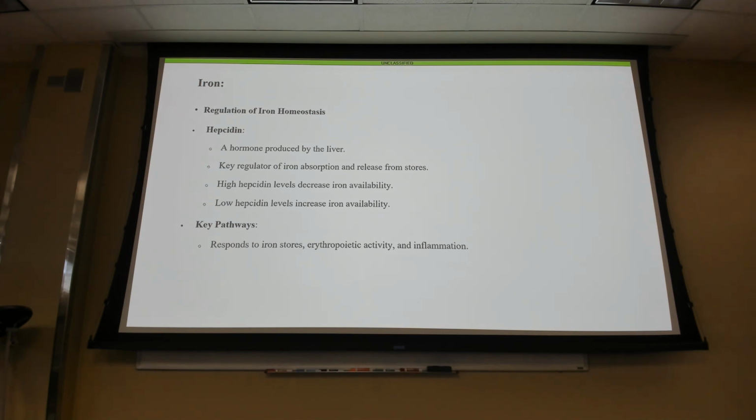Right. Hepcidin, produced by the liver, regulates iron absorption. High levels, it's going to decrease the amount of iron coming into circulation. It's going to decrease the amount of iron that's available to the body. Low hepcidin, then it's increased. Yeah, exact opposite, right? One of the things, and we'll talk about this when we talk about anemia of chronic disease: in high inflammatory states, the body increases the amount of hepcidin.